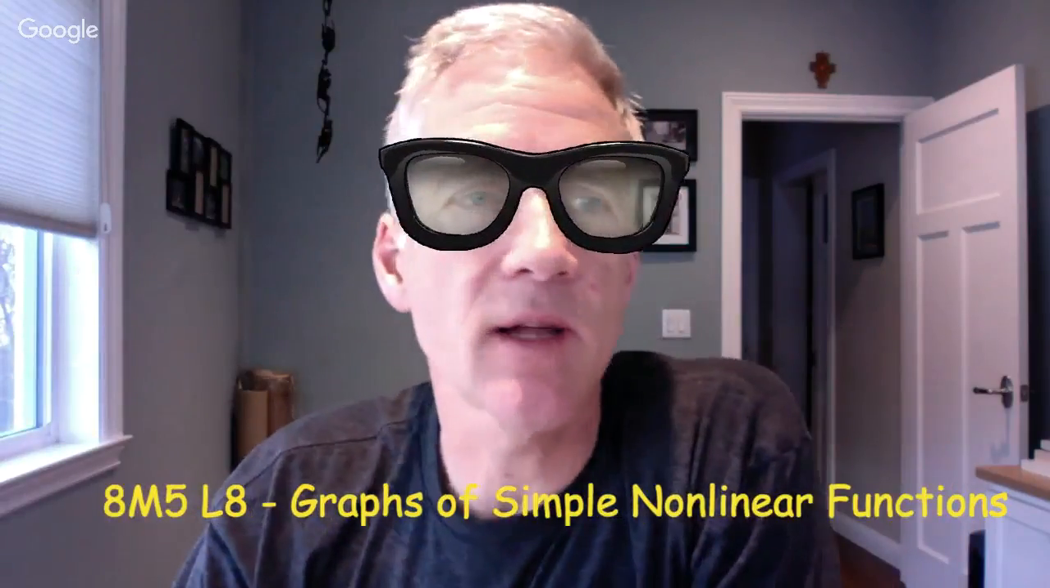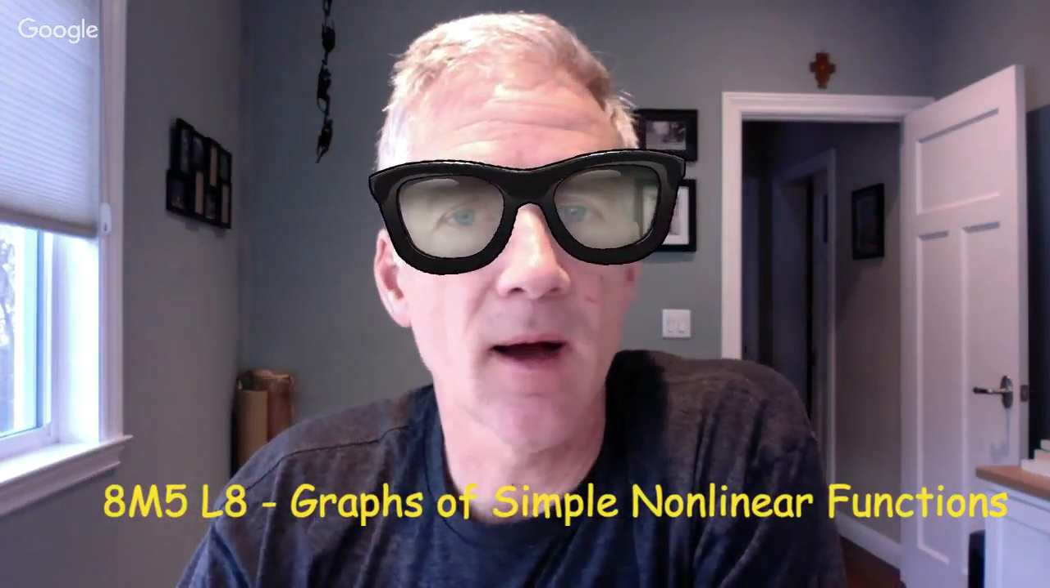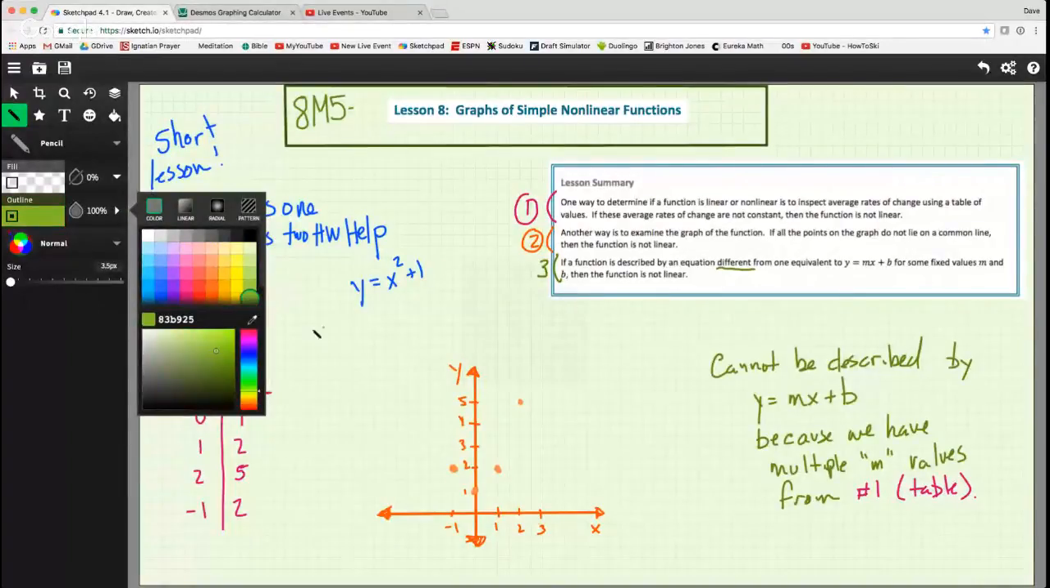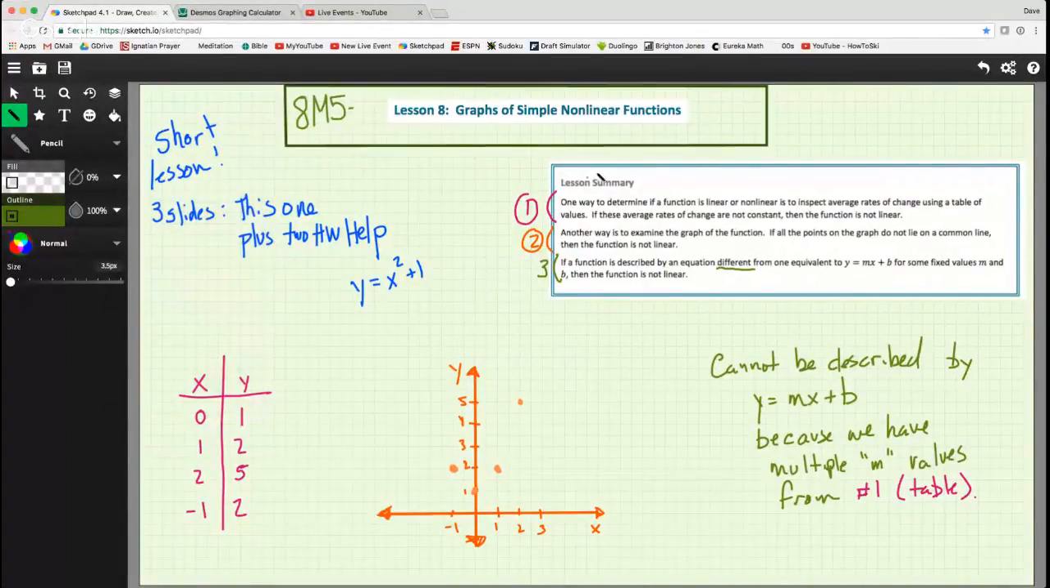Okay, so let's move on to the slides, our sketch pad, as I like to call it, and let's get going with some learning today. Okay, so I'm just going to give you the lesson summary, and this should sound really familiar.